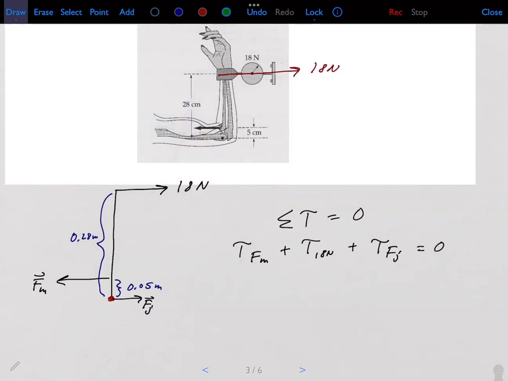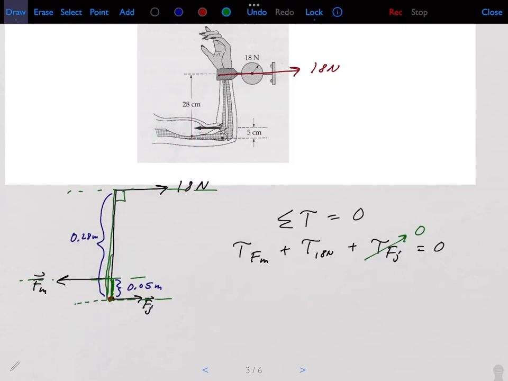So I have a torque due to Fj, but that torque is going to be 0, because I'm assuming the axis of rotation is right at the elbow. So there's no moment arm there. There's no moment arm. And the moment arm for the muscle force, since this is exactly horizontal, is just the perpendicular distance, which is 0.05. And same thing for the 18 newton force, that's acting horizontally. This distance, 0.28, that's going to be the moment arm.